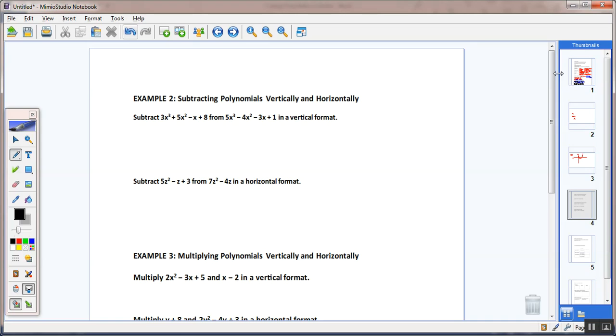Now, example 2, what are we getting into? Subtracting. And this is where you need to start to be careful. Subtract 3x cubed plus 5x squared minus x plus 8 from 5x cubed minus 4x squared minus 3x plus 1. What format are we going to use here, kids? What format am I using in the first one? Vertical. Okay, so I'm going to put this first one up top.